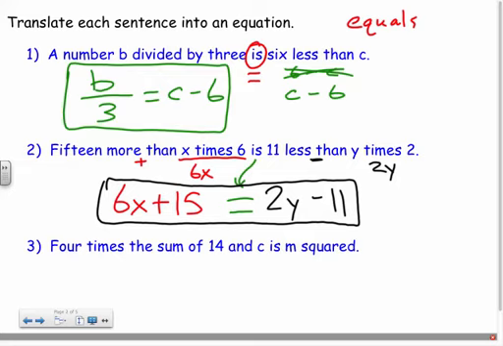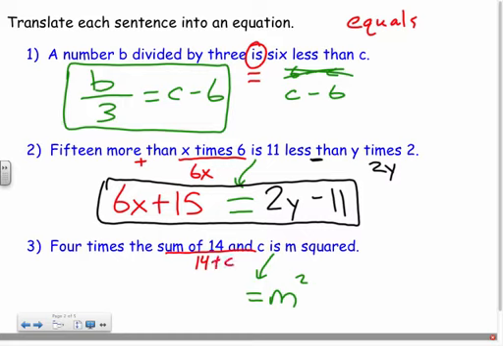And lastly, 4 times the sum of 14 and c is m squared. Well, I think the right side is pretty easy here. Is, that's my equals. M squared, I could write that one. Well, over here, 4 times the sum. So I'm taking 4 times this entire sum, which is what? 14 plus c. Sum means addition.